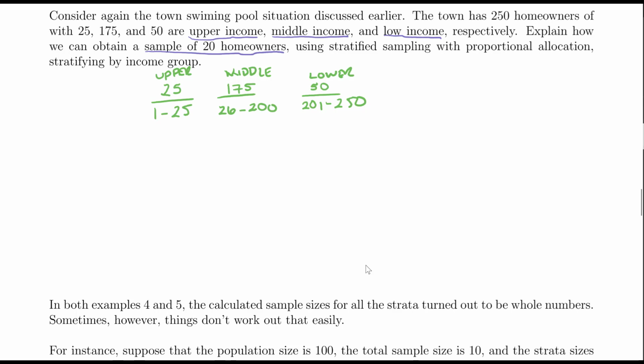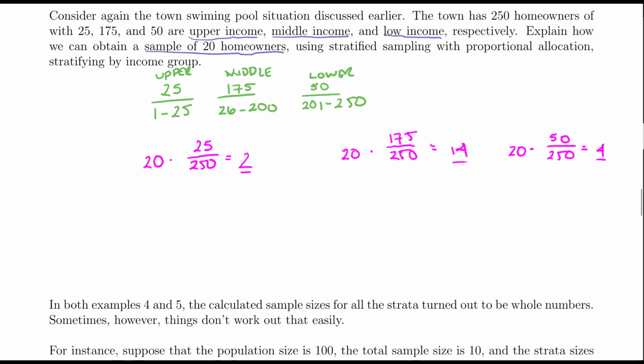Our sample size is 20. So for our upper income group, it's 20 times 25 over 250, and that's going to give us a sample size of 2. When we look at our middle income group, it's 20 times 175 over 250, and we get 14. And then our lower income group is 20 times 50 over 250, and we get 4. So 2 plus 14 plus 4 is 20, and we would do the same process.